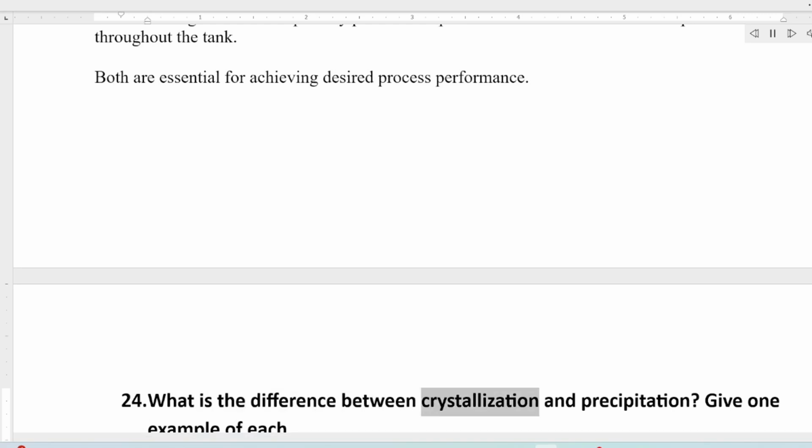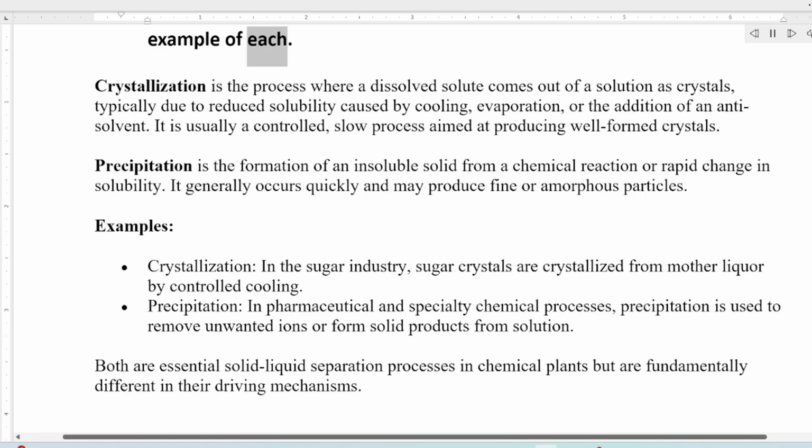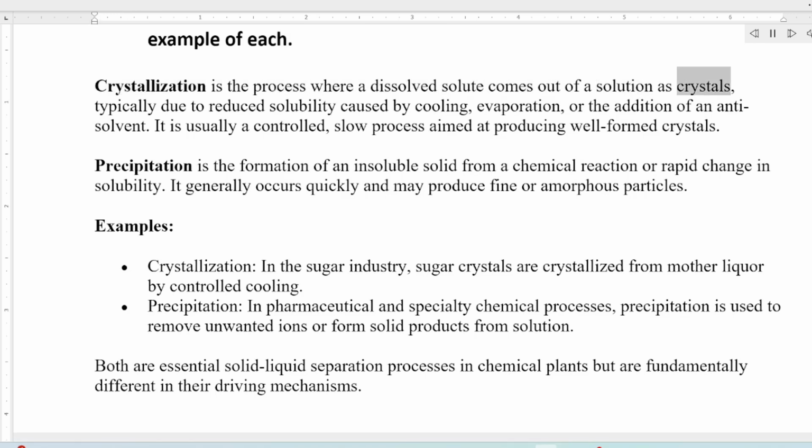What is the difference between crystallization and precipitation? Give one example of each. Crystallization is the process where a dissolved solute comes out of a solution as crystals, typically due to reduced solubility caused by cooling, evaporation, or the addition of an anti-solvent. It is usually a controlled, slow process aimed at producing well-formed crystals. Precipitation is the formation of an insoluble solid from a chemical reaction or rapid change in solubility. It generally occurs quickly and may produce fine or amorphous particles.